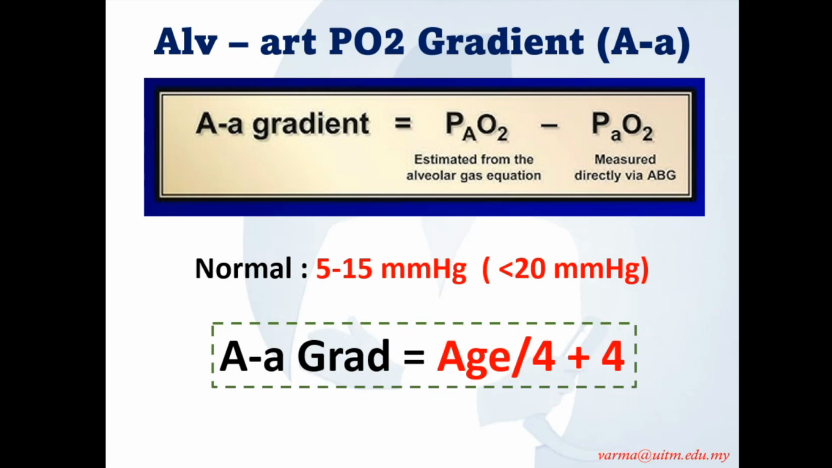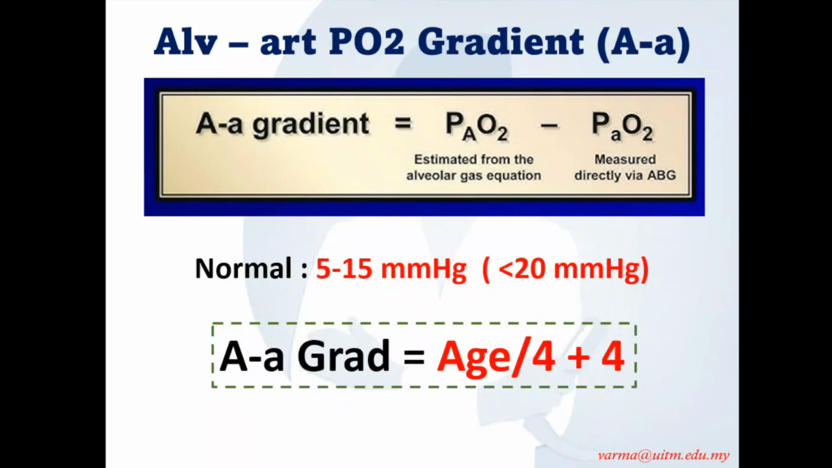So we can calculate. Let's say a 60-year-old patient admitted to your ICU. 60 divided by 4 is 15, plus 4 is 19. So up to 19 millimeters of mercury of A-a gradient is normal for this patient. That's how we calculate: age divided by 4 plus 4. Let's say a 40-year-old patient admitted, 40 divided by 4 is 10, plus 4.